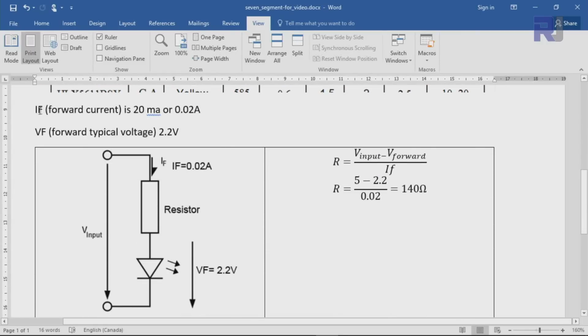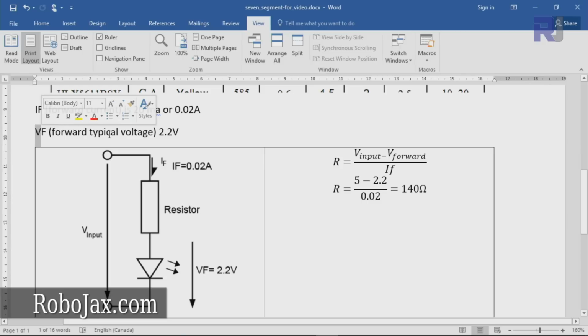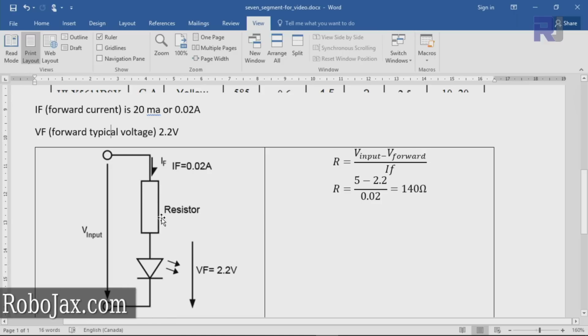So here is how it works. The IF refers to current, and F is forward. So forward current is 20 milliampere, which you can write as 0.02 ampere, and then VF, forward voltage, is a typical 2.2 for this one. Each LED is a diode, a light emitting diode, and they are set with a resistor to limit the voltage, or as a voltage divider as well. It will work as a voltage divider.